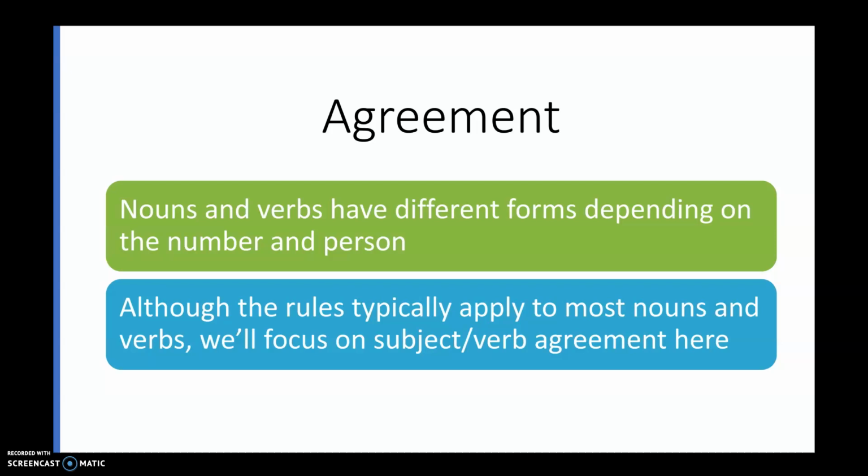And although rules typically do apply to pretty much all noun-verb combinations, we're really going to focus on subjects and verbs. The noun and verb combinations that occur later in the sentence are less likely to cause errors. The errors are less likely to cause misunderstandings. Points are less likely to be taken off. So they're really not as important as focusing in on the subject and verb. I will note it on your papers, though, if I see some noun-verb agreement errors that you might want to look at in the future.